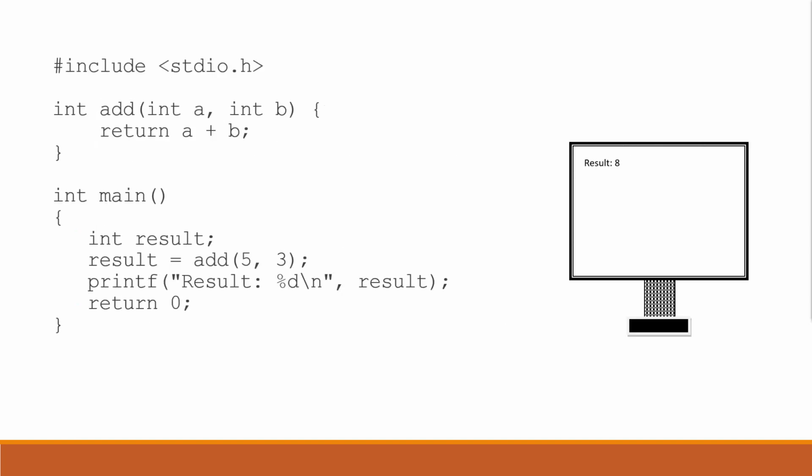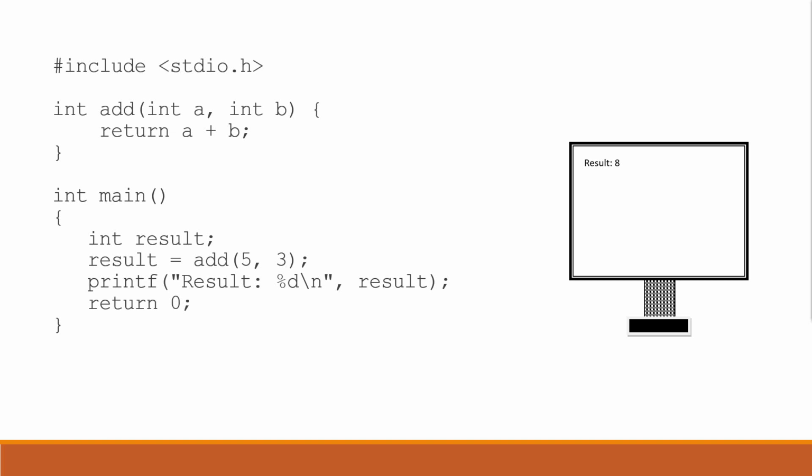This C code defines a simple program that performs addition of two integers using a function. Here's a brief explanation. #include <stdio.h>. This line includes the standard input-output library, allowing the program to perform input and output operations. int add(int a, int b). This is a function definition for a function named add that takes two integer parameters a and b and returns their sum, a plus b.